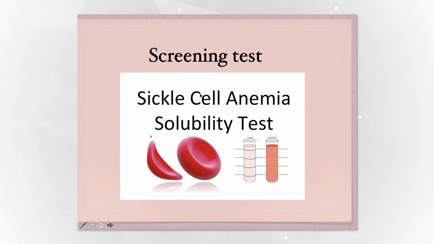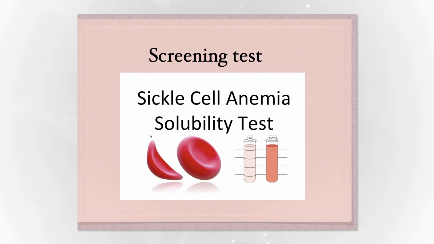Screening test, there are more than one type of screening test. One of the commonly used tests is the solubility test, and if it's positive, as you can see here, because hemoglobin S is less soluble, it will tell you that they have hemoglobin S allele, but it doesn't distinguish hemoglobin SS from hemoglobin AS. To do that, you'll have to get hemoglobin electrophoresis.